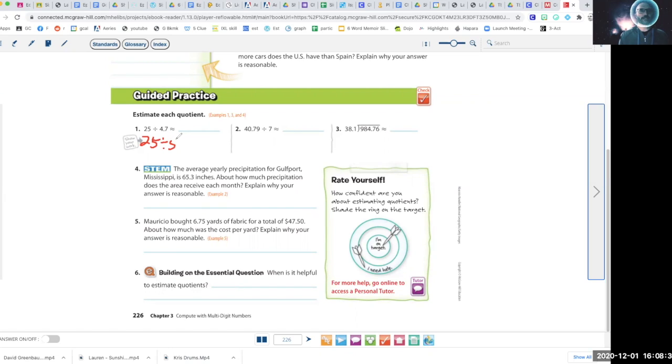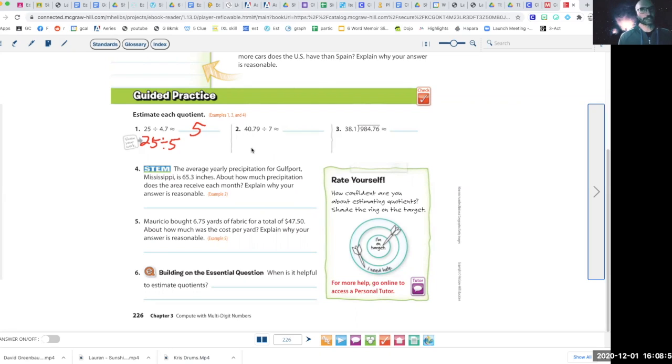This one is so easy, I actually don't need to write it in box form. I know that 25 divided by 5 is 5. So the answer is approximately 5. Cool. And now let's do a little thinner line here. Let's do number 2. On your mark, get set, go.